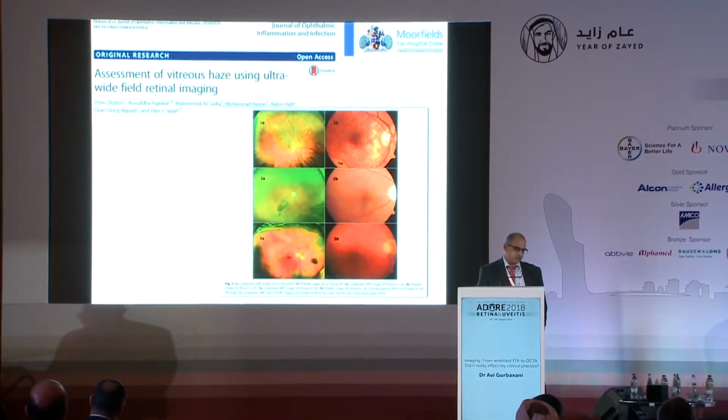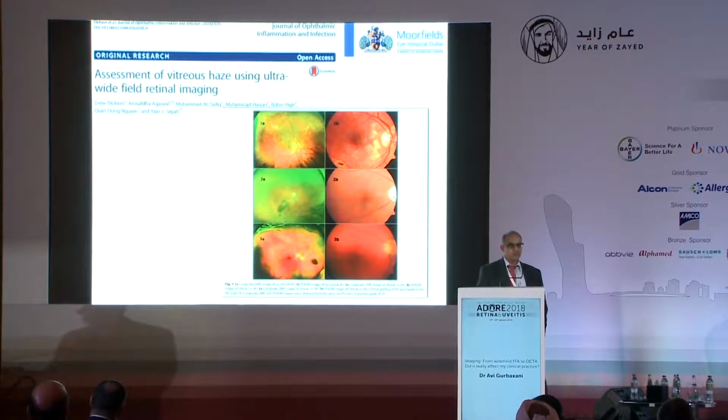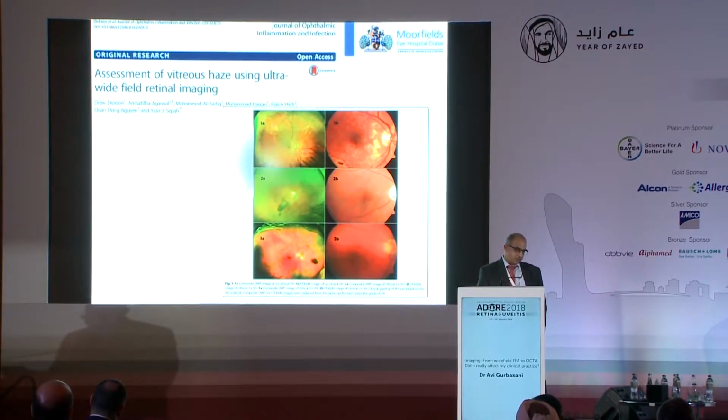So the applications of the ultra-wide field imaging are wide. There's vitreous haze, it's in the photography, in the fluorescein angiography and ICG and autofluorescence. So I know we're mainly talking about vascular diseases here, but these applications are all important and can be used in all the diseases. So just using some examples from the uveitis field, you see the vitreous haze can also be assessed using the ultra-wide field imaging.